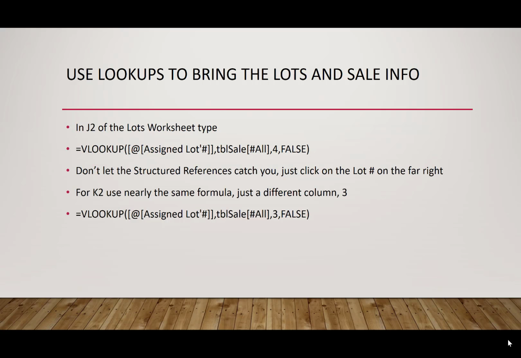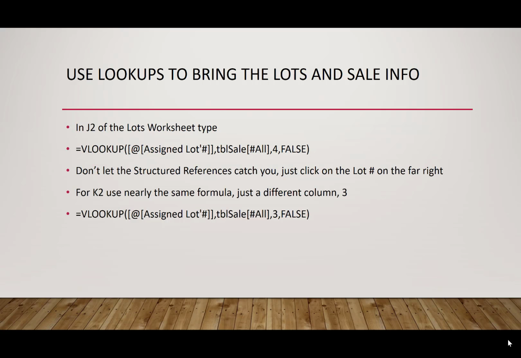Now the information we want is the assigned lot number, so we're going to click on that. The next part is the table array. Where's the information? It's the table sale information, of which we're going to return from column 4 and then put in the result of false because this is not a range lookup. We need the specific one. Now don't let the structured references mess you up on this. Try to ignore that it's putting in the word assign lot and so forth.